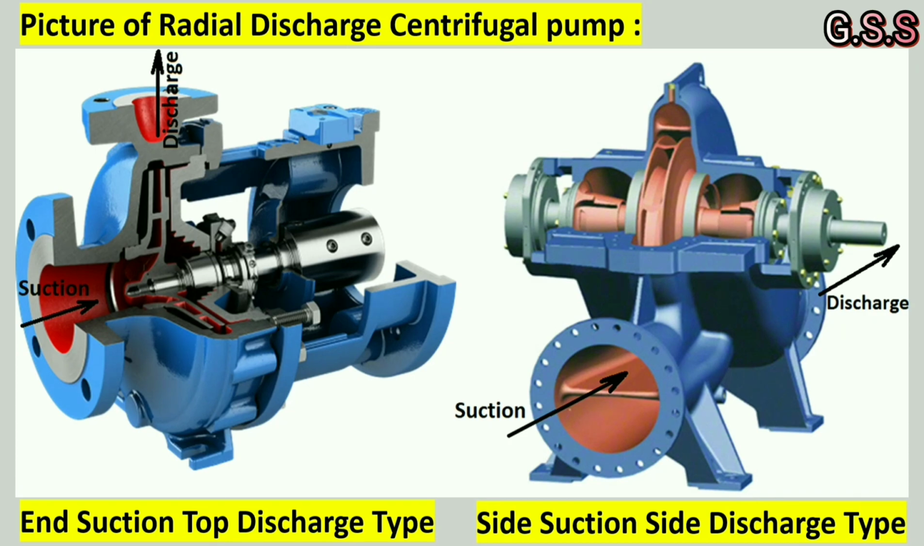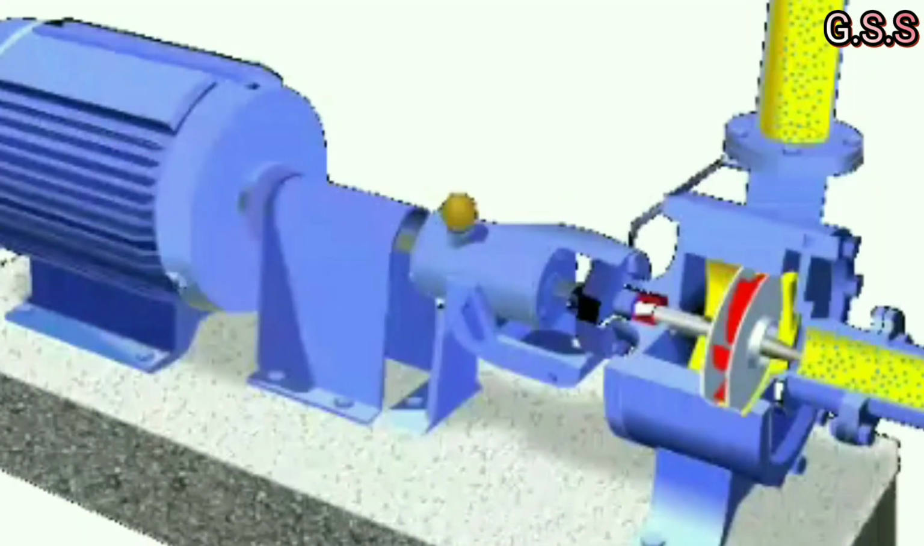Both are centrifugal type. The casing of end suction top discharge pump is radially split and the casing of side suction side discharge pump is axially split. Radial discharge centrifugal pump's impeller rotates like this.